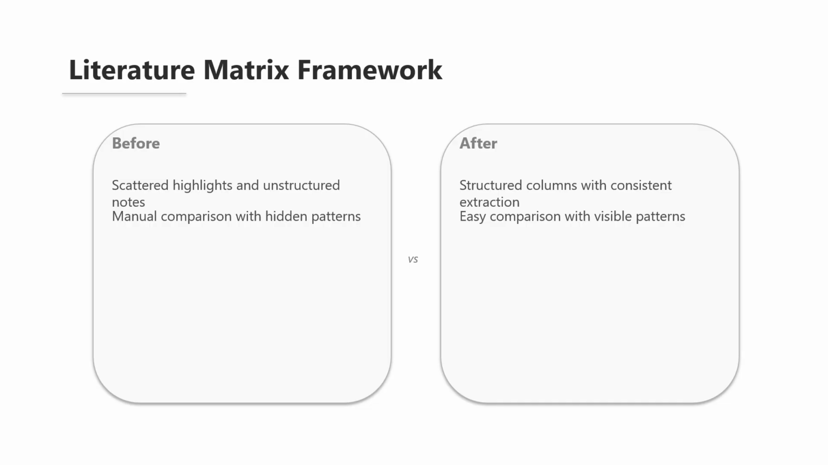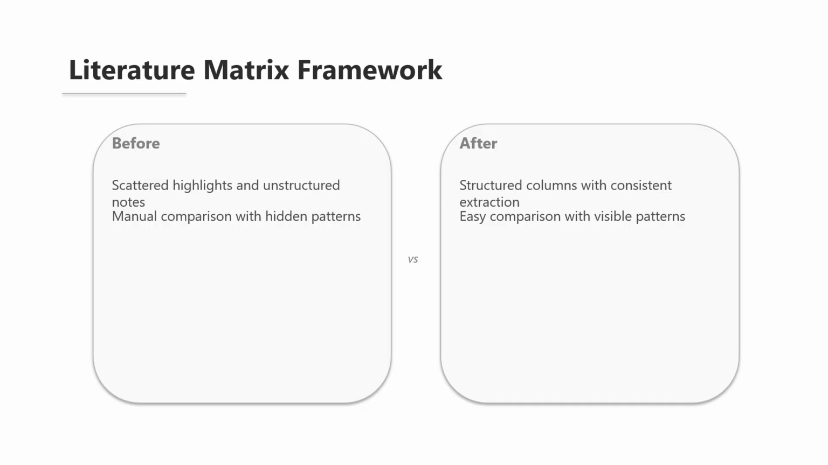Step 4. Your assessment, quality rating, key limitations, relevance to your specific question. This is where your expertise comes in. You're not just recording what papers say, you're evaluating them. This four-step structure works for almost any literature review. You can customize from here, but don't overcomplicate it at the start.